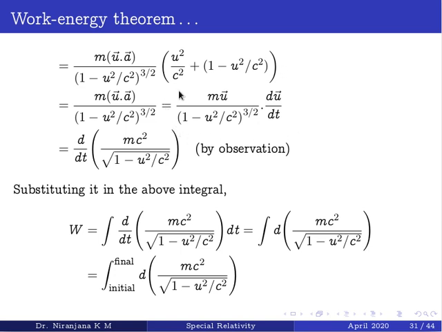And by observation, this term can be seen to be d by dt of mc square by square root of 1 minus u square by c square. By observation means you can start from here, expand this differentiation by chain rule, and you will end up here. So hence we are going backwards, and we claim that this expression is equal to this expression. And now substituting this expression back into the expression for work done, you will get this, and removing dt, this is just the integral of the differential of mc square by square root of 1 minus u square by c square.